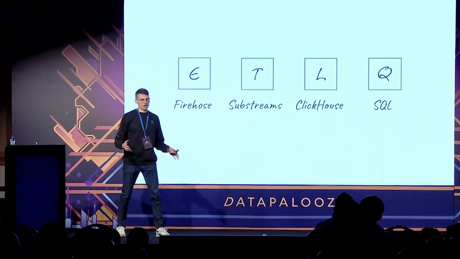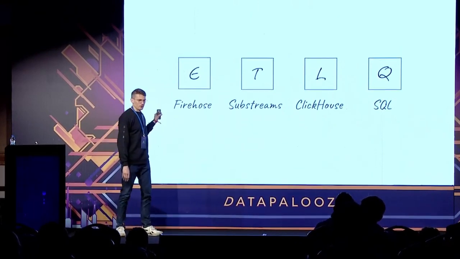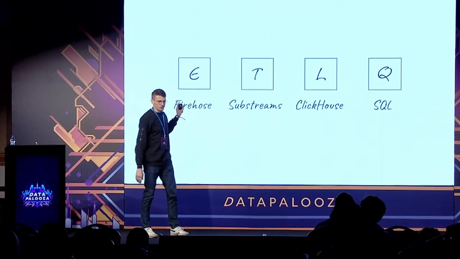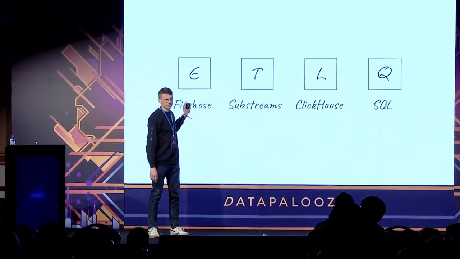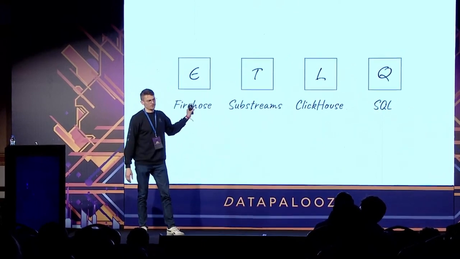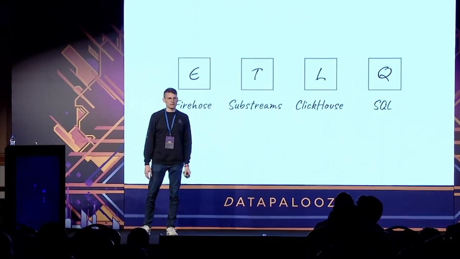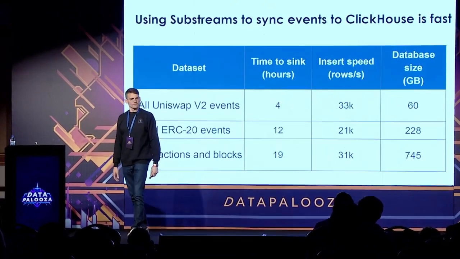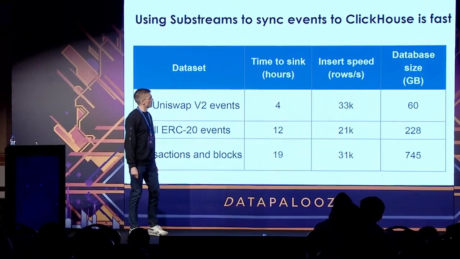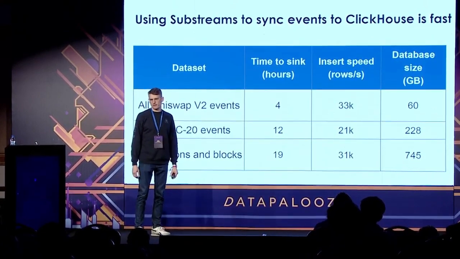And so with our substreams ClickHouse solution, we extract the blockchain data using Firehose. We filter the Firehose data with substreams. That data then gets synced to ClickHouse. And it's very quick to process data using this flow.